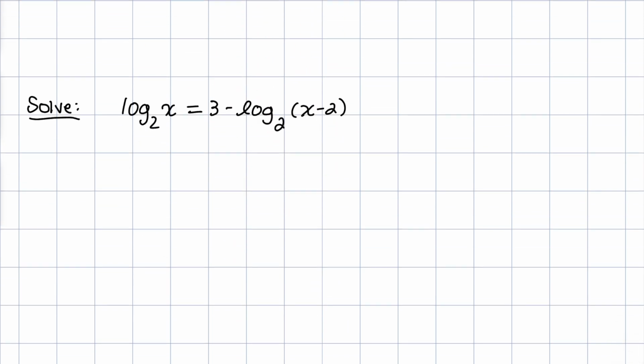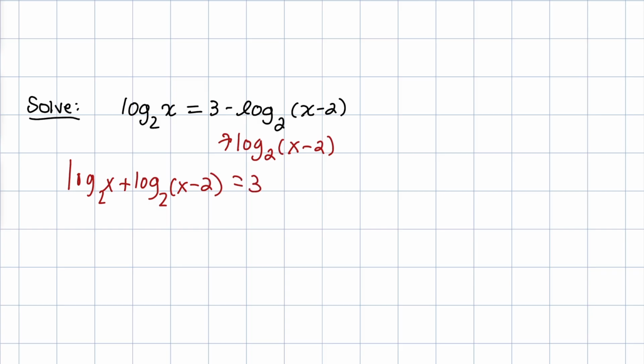So we have log base 2 of x equals 3 minus log base 2 of x minus 2. I want to get logs on one side, numbers on the other side. So let's add log base 2 of x minus 2 on both sides. So that's log base 2 of x plus log base 2 of x minus 2 equals 3. Remember, if we're adding, we're multiplying logs, so let's condense those together. X squared minus 2x equals 3. So I'm just multiplying that x and x minus 2.